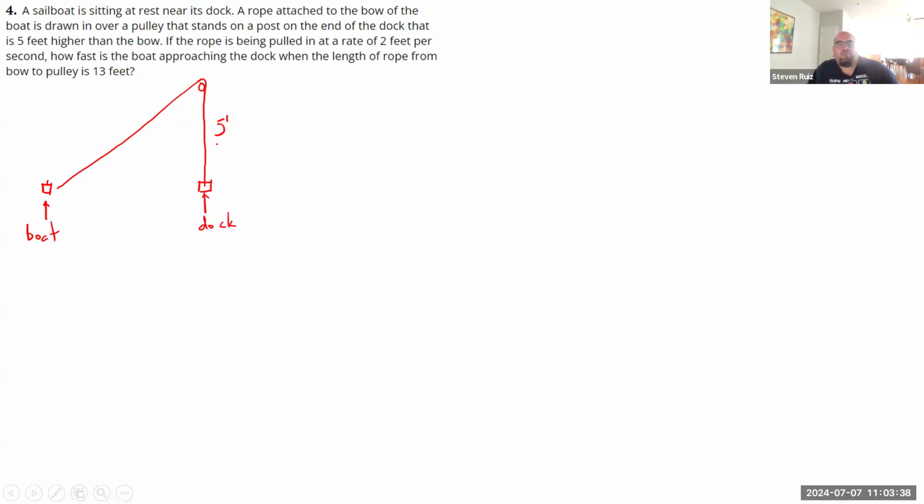If the rope is being pulled in at a rate of 2 feet per second, how fast is the boat approaching the dock? Okay, so I think we have a good situation here. It looks like we have a situation we can model with a right triangle. So now let's ask ourselves, what are the variables at play here?